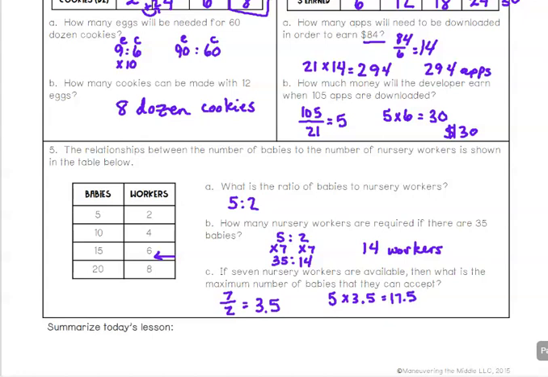What this is saying is that I have half a baby here. You know, we're not dealing with half babies. So the maximum number that they could take is actually 17. Because we're not able to take another full child. And we're not going to cut a baby in half. That's just gruesome.